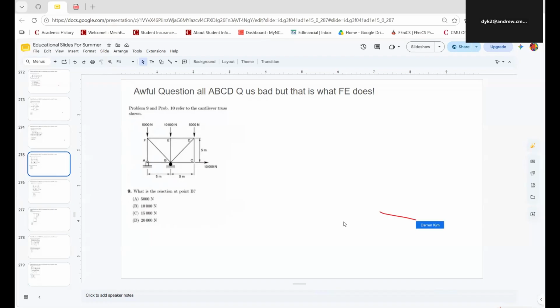It's just understanding it. So over here we have this. I already know that Ax must equal 10,000, but in this direction. So if I weigh it in this direction, it is 10,000 newtons.